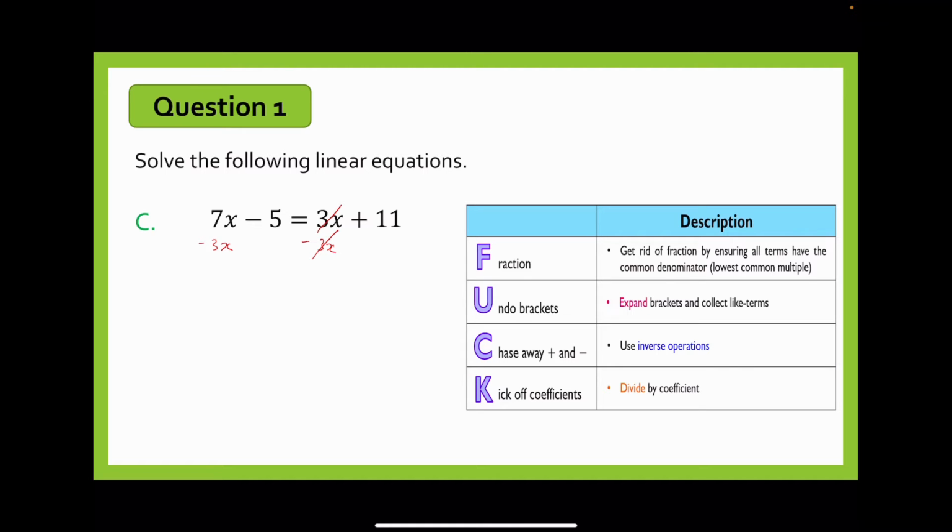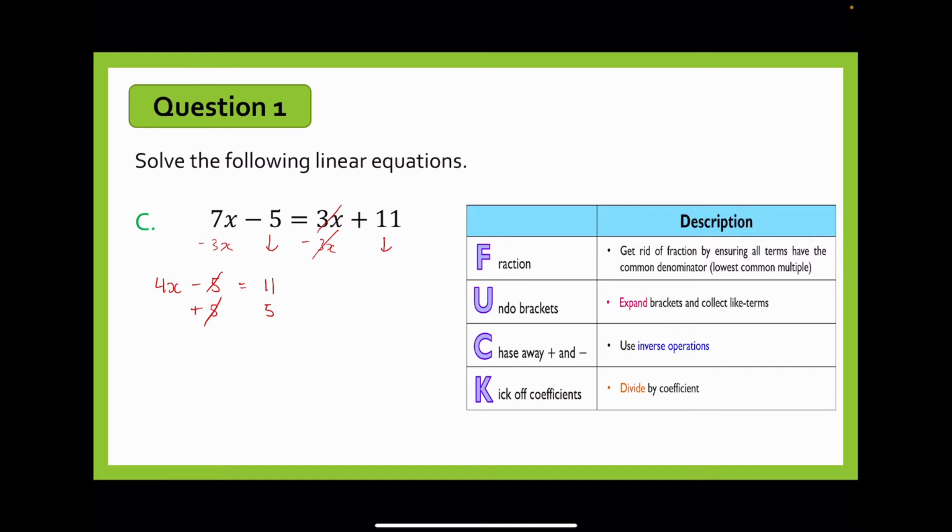So therefore 7x minus 3x is going to be equal to 4x, and I'm just going to drop everything down, so therefore that becomes minus 5 is equal to 11. Now what I'll do is I'll get rid of the negative 5 and bring it to the right-hand side of the equation, and I'll do that by using the opposite. So the opposite of negative 5 in this case is positive 5, so I'll add 5 to both sides.